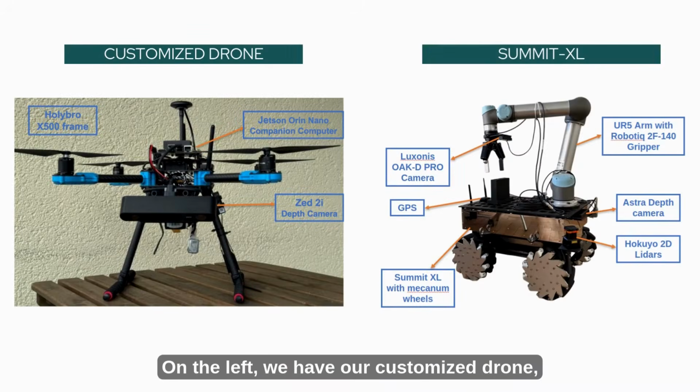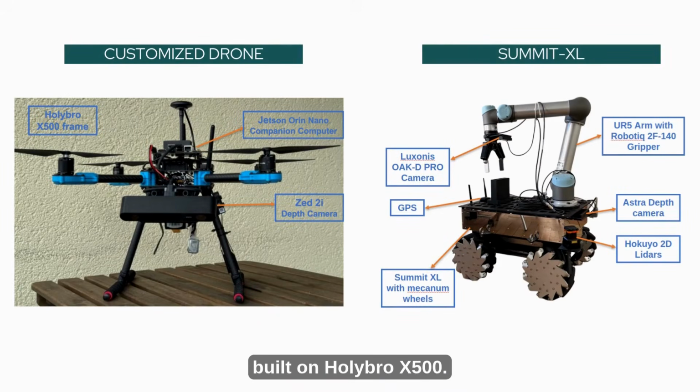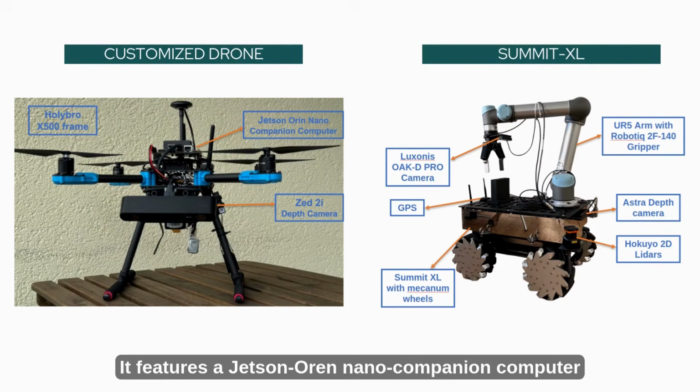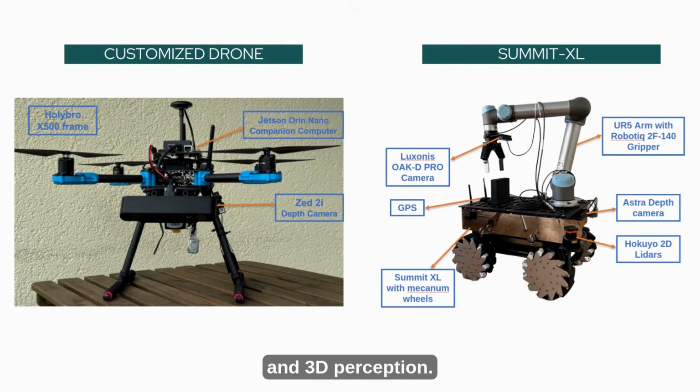Here are our robots. On the left, we have our customized drone, built on Holybro X500. It features a Jetson Orin Nano companion computer and a ZED 2i depth camera for onboard processing and 3D perception.